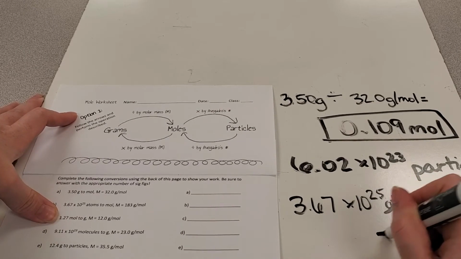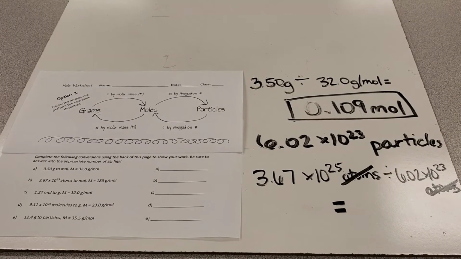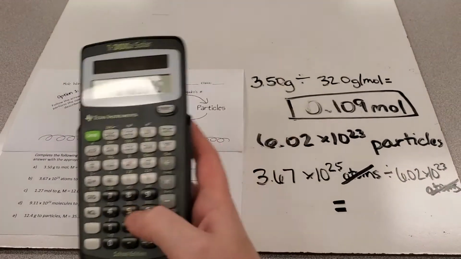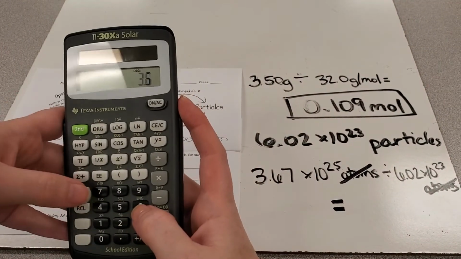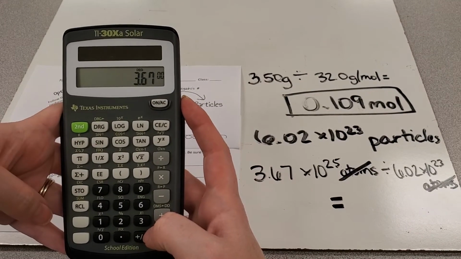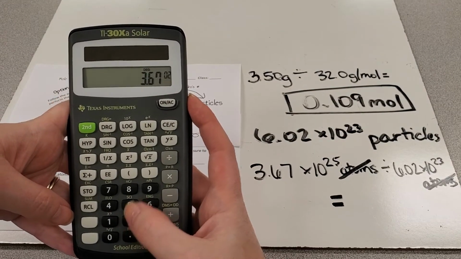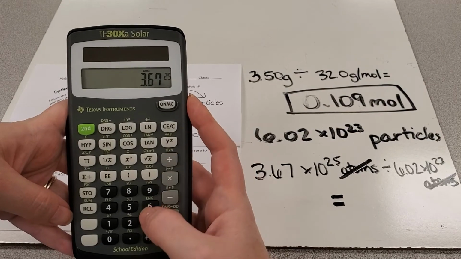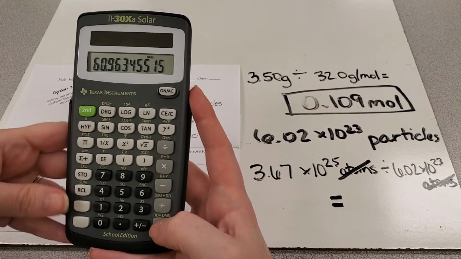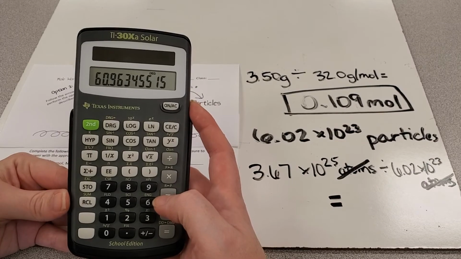So that leaves us with our answer. Let's punch it in our calculators together. So we take 3.67. Remember, this E function, the capital E function, takes the place of the times 10 to the power of 10. So we're just going to type in our exponent, which was 25. Now we can just hit the divide symbol, put in Avogadro's number the same way, and that tells us that we have 60.96 moles.